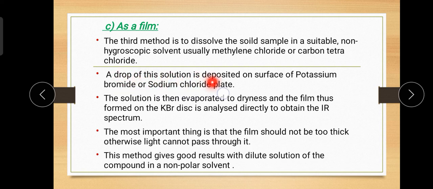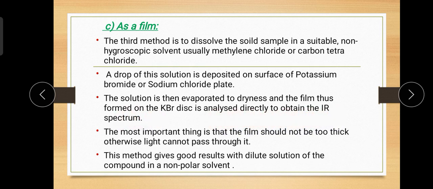A drop of this solution is deposited on the surface of the potassium bromide or sodium chloride plate. That means a drop of the solution of methylene chloride or carbon tetrachloride with the solid sample is deposited on the surface of the potassium bromide plate or sodium chloride plate. The solution is then evaporated to dryness, and the film thus formed on the KBr disc is analyzed directly to obtain the IR spectrum.